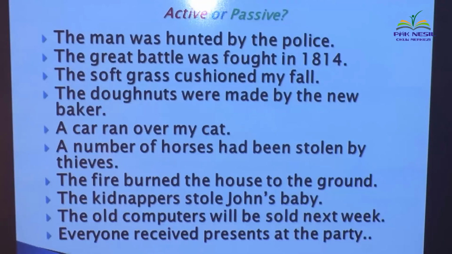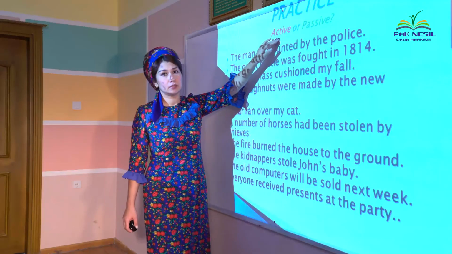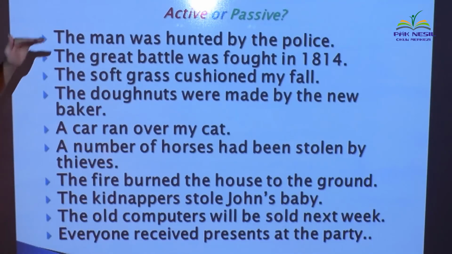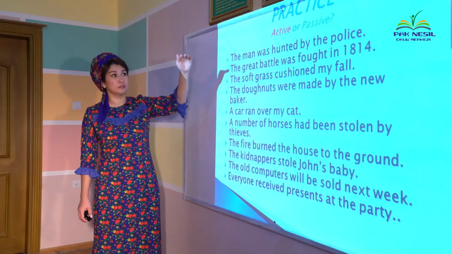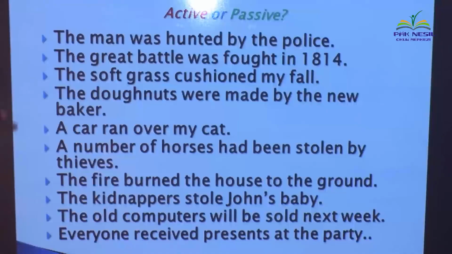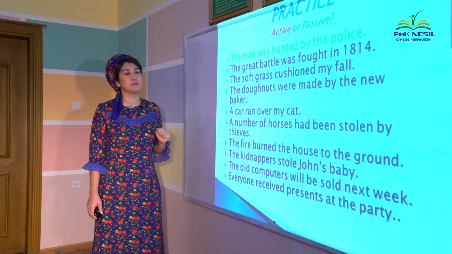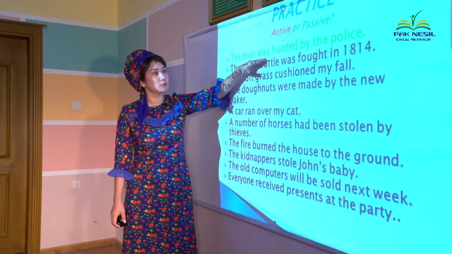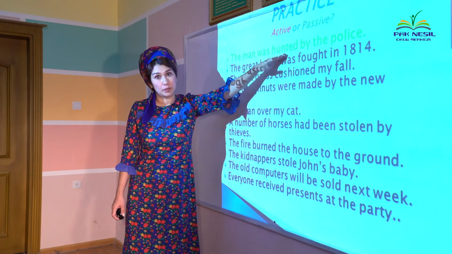So now let's have some practice, and you have to read the sentence and guess if it's active voice or passive voice. If it's an active voice sentence, then it will become red. If it's a passive voice sentence, then it will change its color to green, okay? So the first sentence is, the man was hunted by the police. How do you think? What voice is it? Of course, this is the passive voice because we have was, and we have hunted, right? The verb to be in the past simple tense and the verb 3, okay?